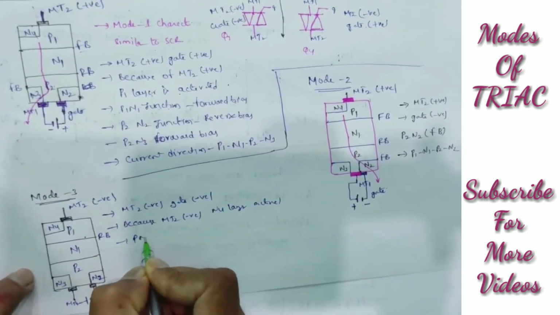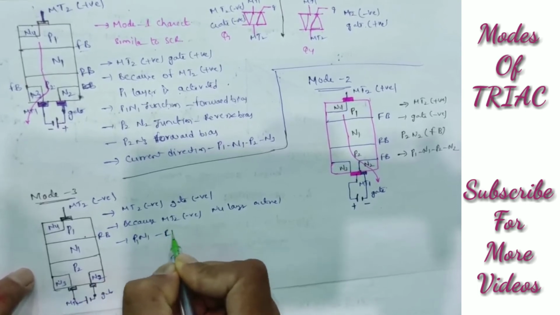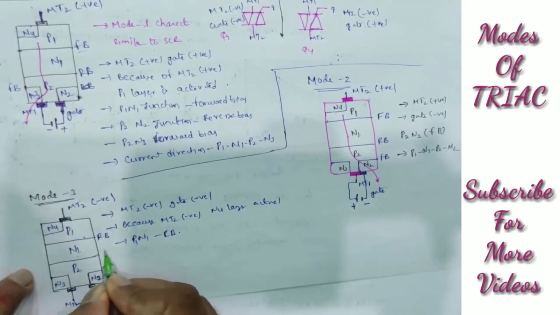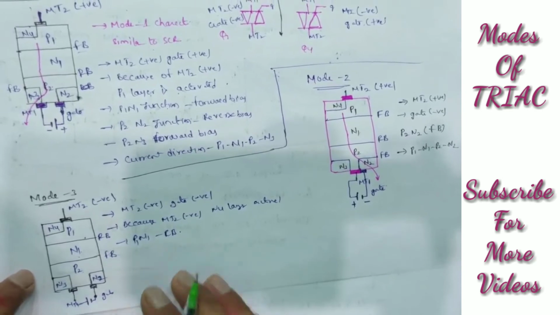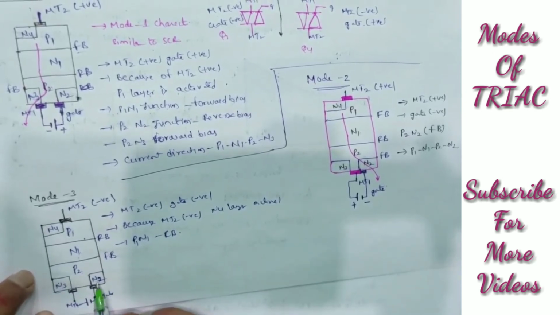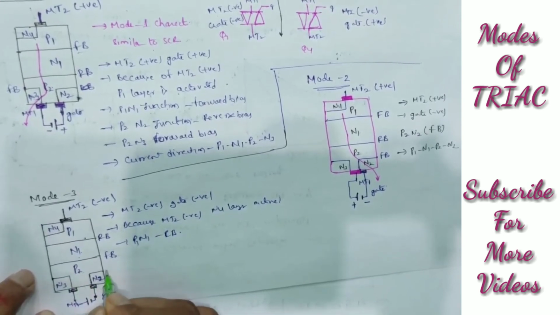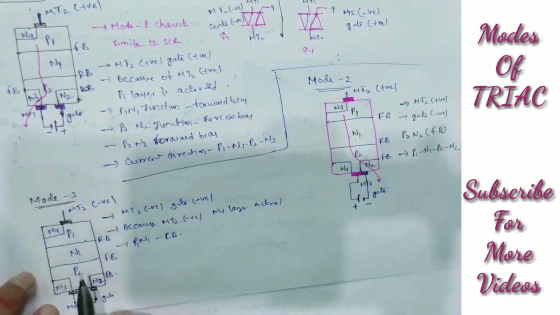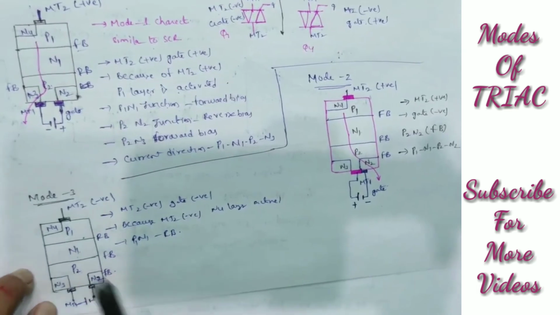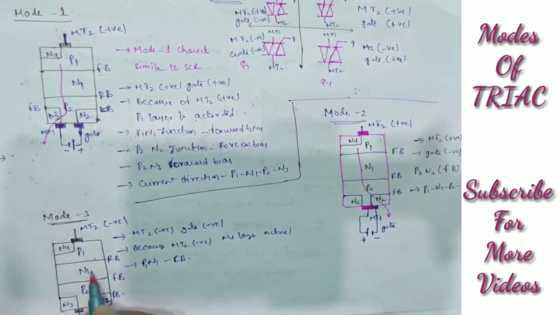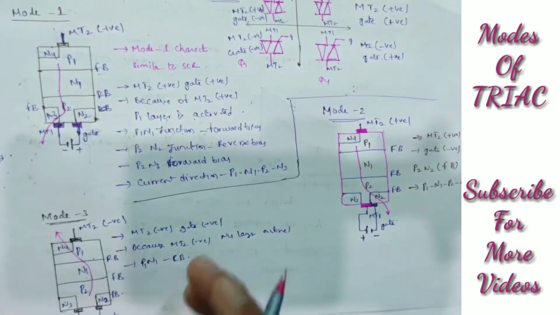Then this is in reverse bias. P1 N1 junctions are reverse bias, whereas N1 P2 junctions are forward bias. Because the gate terminal is negative, the N2 layer is connected. So that's why P2 and N2 are in forward bias. Then the current direction, let's observe this current direction only. The current direction is P2, N1, P1 and N4. This is the current direction.